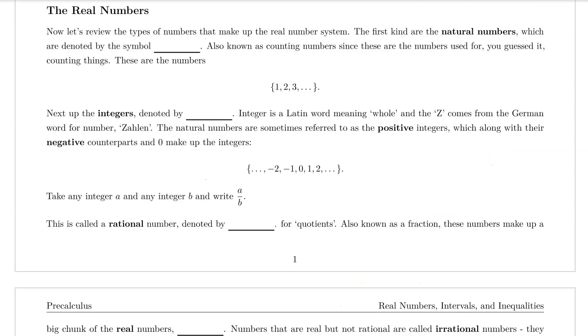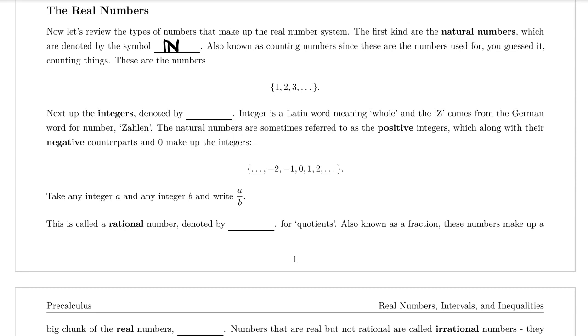So now let's talk about the real numbers. Let's review the types of numbers that make up the real number system. The first kind are the natural numbers, which are denoted by this symbol. It kind of looks like an N with an extra vertical bar. So this is the symbol for the natural numbers, also known as counting numbers, since these are the numbers used for, you guessed it, counting things. These are the numbers 1, 2, 3, 4, 5, 6, and so on.